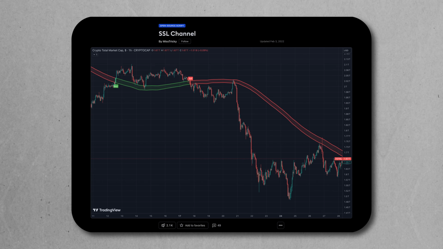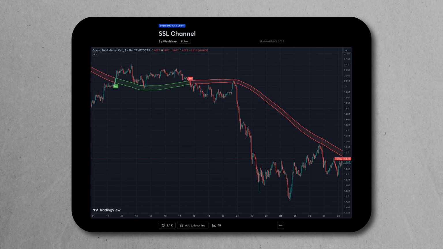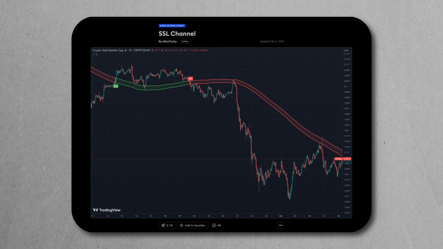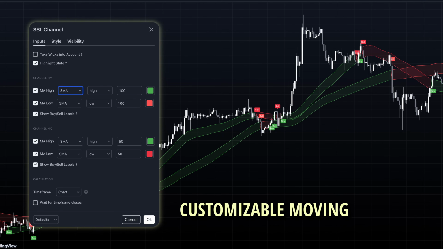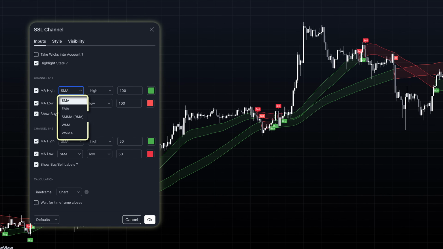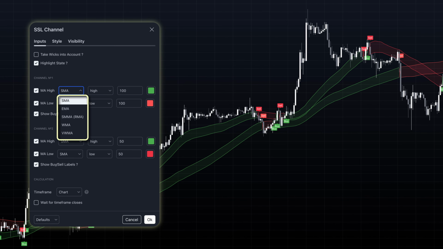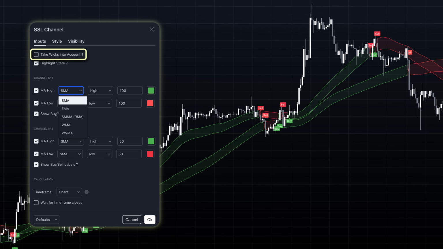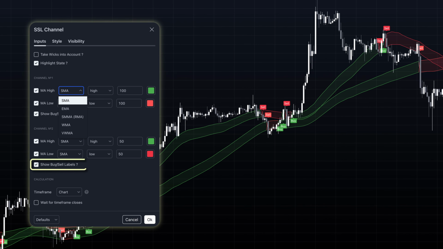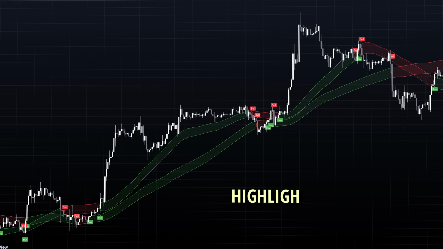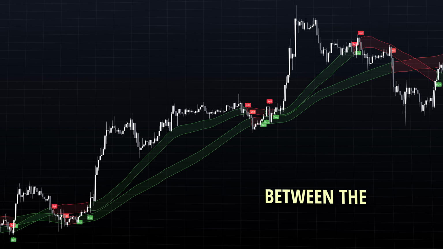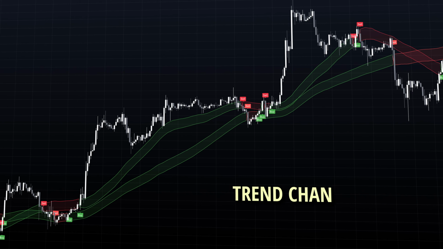The SSL channel by Mistrick is a versatile technical indicator that works across stocks, forex, and crypto markets. The indicator features customizable moving average types, SMA, EMA, VWMA, etc., an option to consider price wicks, and automatic buy-sell signals when the channel changes color. It displays two channels with state highlighting and semi-transparent fill between the bands, generating alerts for trend changes.